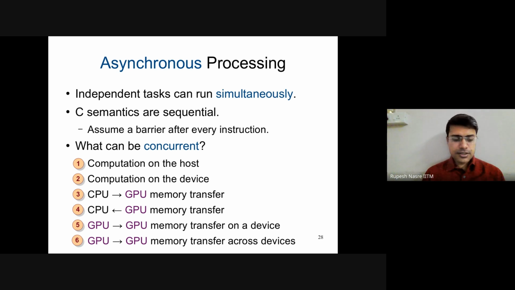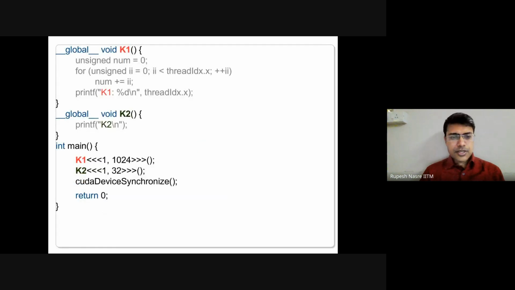So all of these need to be taken care of. So let's try to do that. This is our original program, right? We have 2 kernels, K1 and K2. Both are invoked with some number of threads, and they do some processing and print K1 and K2.